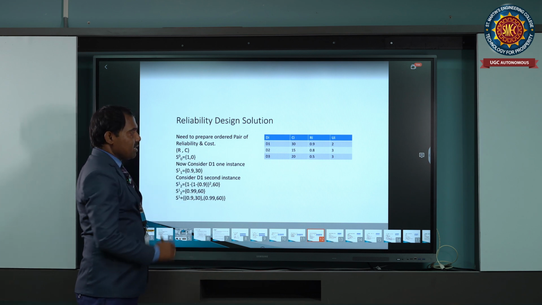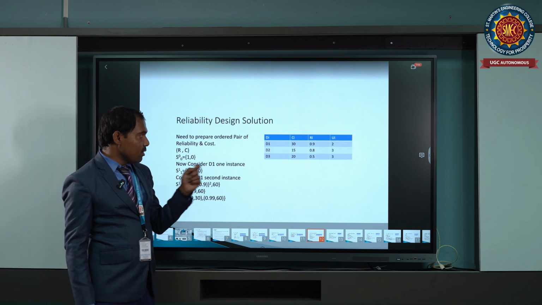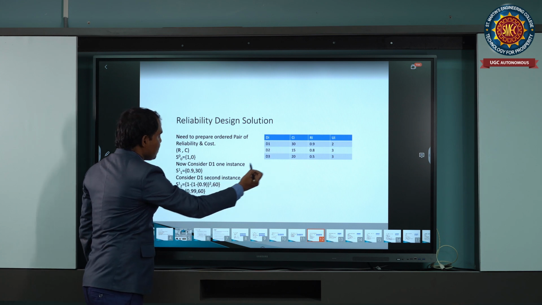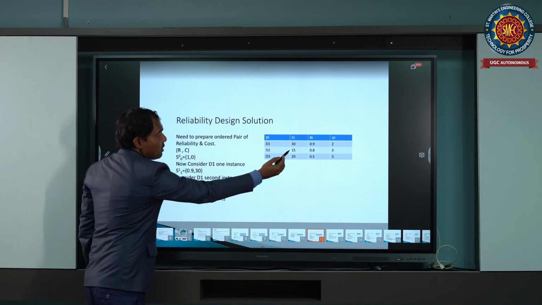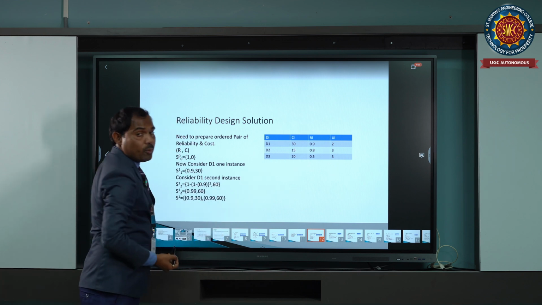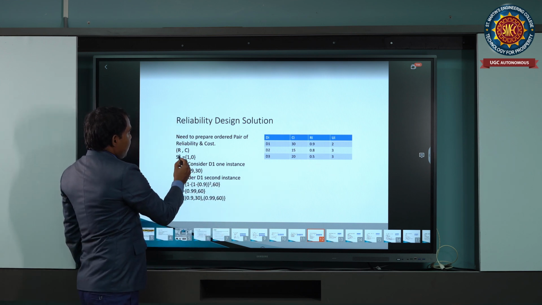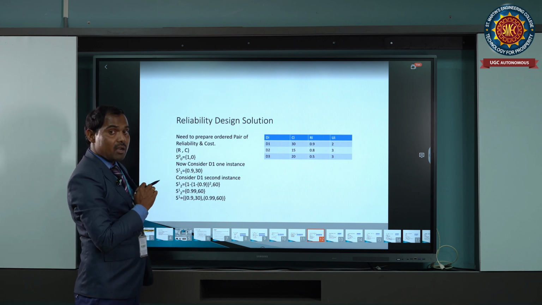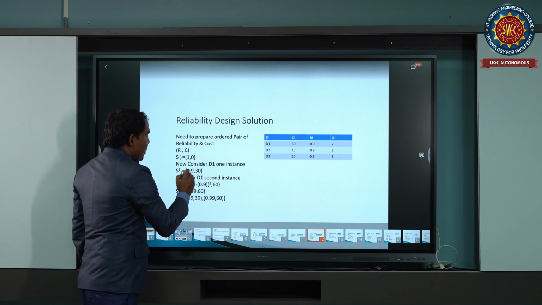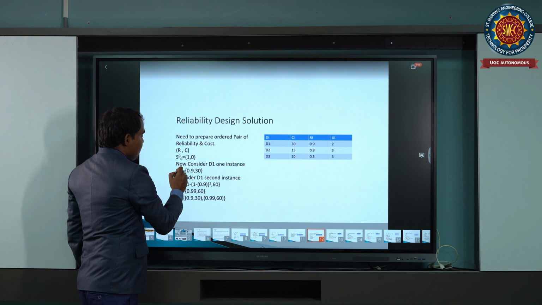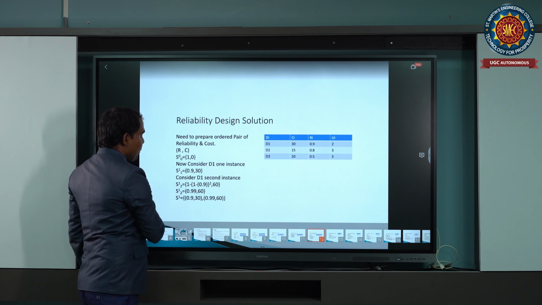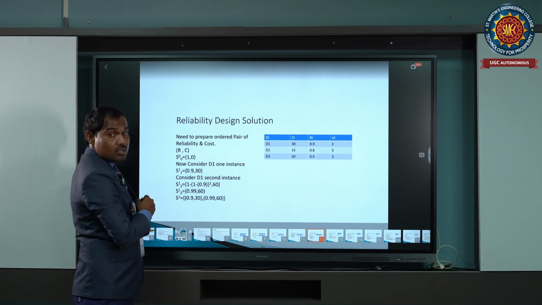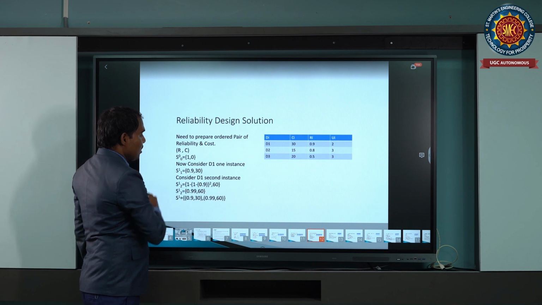Now we are considering D1. What is the D1 value? D1 cost is 30 rupees. And what is the reliability? Given that the reliability is 0.9. Here, if we don't have any device, the reliability is 1 and the cost is 0. If we consider device 1, this is the device number and this is the copy, and now we calculate. The first device reliability is 0.9 and the cost is 30.